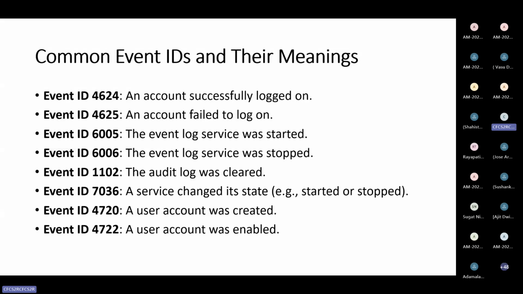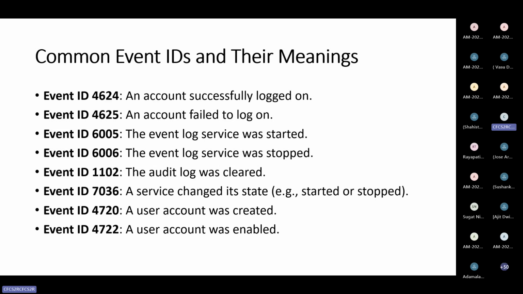Event ID 6005: the event log service was started. So whenever you start the event log service itself, it creates a log. And when you stop the service, it also creates a log, 6006. In 4625, if somebody fails to log on due to a wrong password, it creates a log. Whenever a new user is created, 4720. So see, this is a very important thing.